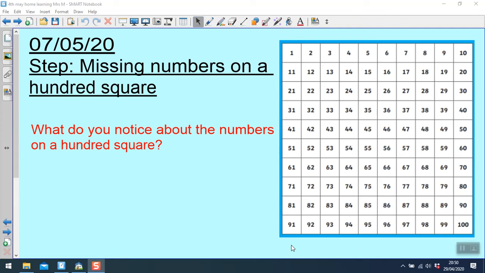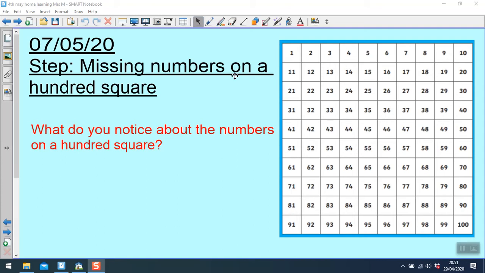Hi Mrs Mitchell's group, this is your final lesson for maths this week, and your step is to identify the missing numbers on 100 square this time. What do you notice about the numbers on 100 square? Pause the video while you have a think.